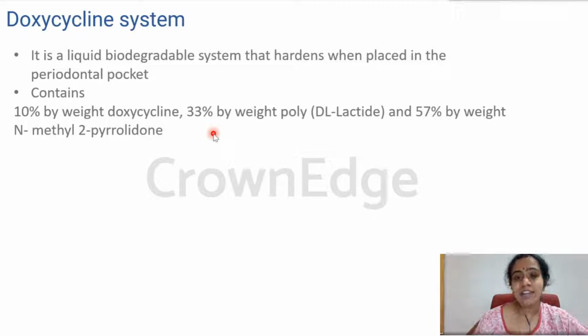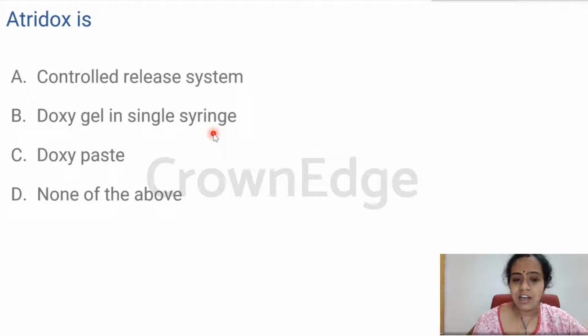Okay, and this is available as two syringes. The polymer is a separate syringe. I'll show you the picture. Okay, it's available as two syringes. I have given away this. Okay, so tell me the answer for this even quicker. Okay, Atridox is controlled release system, single syringe, paste, or none of the above. Then I'll show you the pictures of how Atridox is being used.